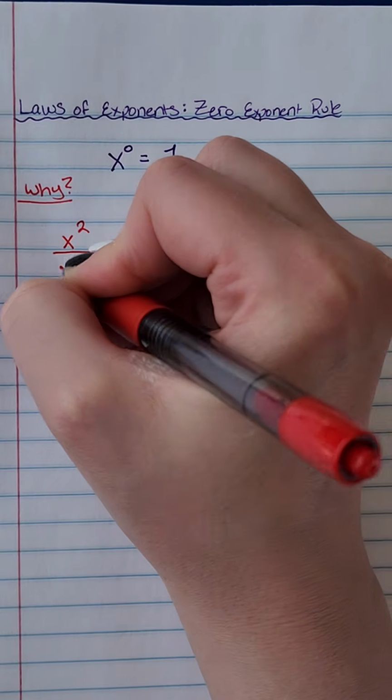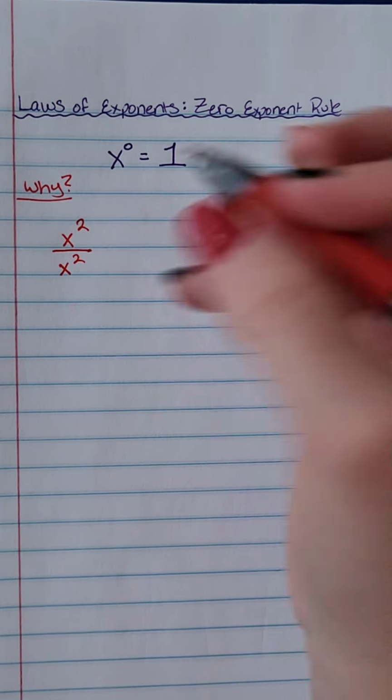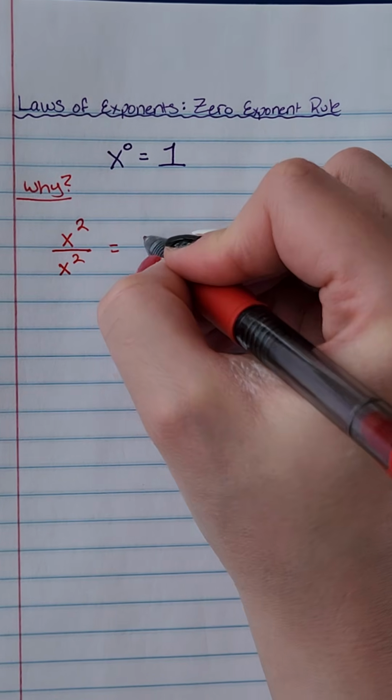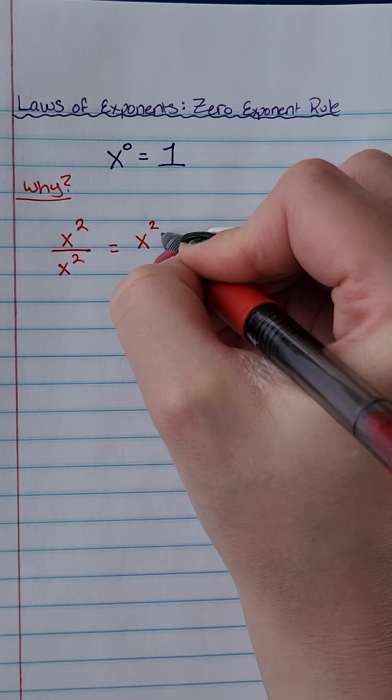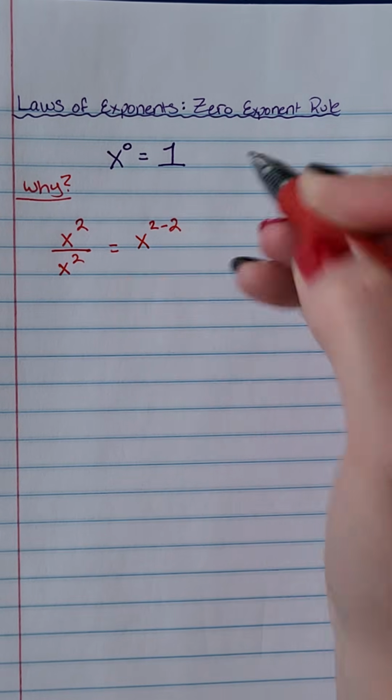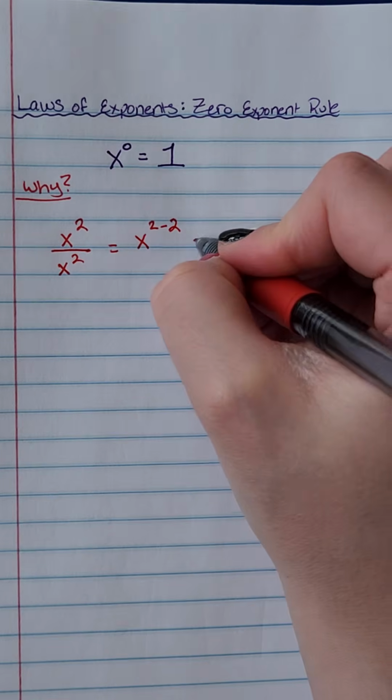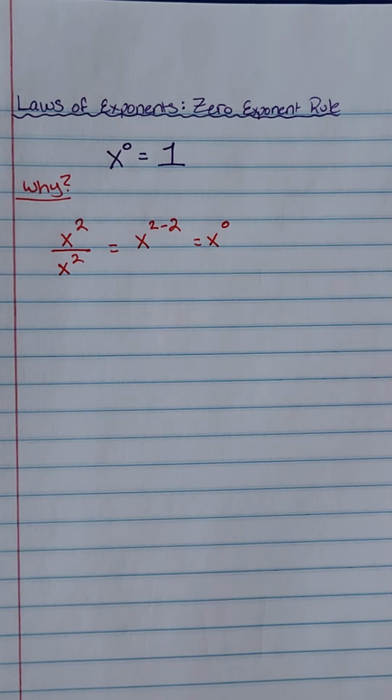Let's say my example was x squared over x squared. Per our quotient rule, that would be x to the second minus 2, right? We subtract 2 minus 2. That is going to be x to the 0 power.